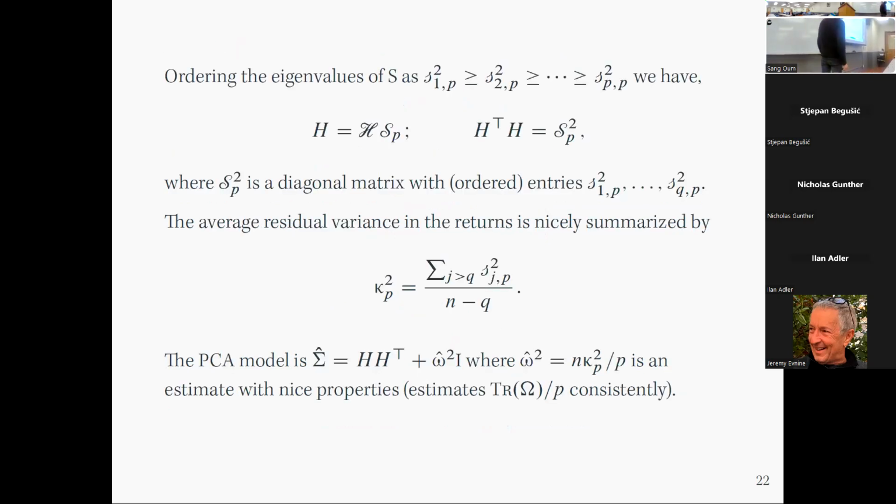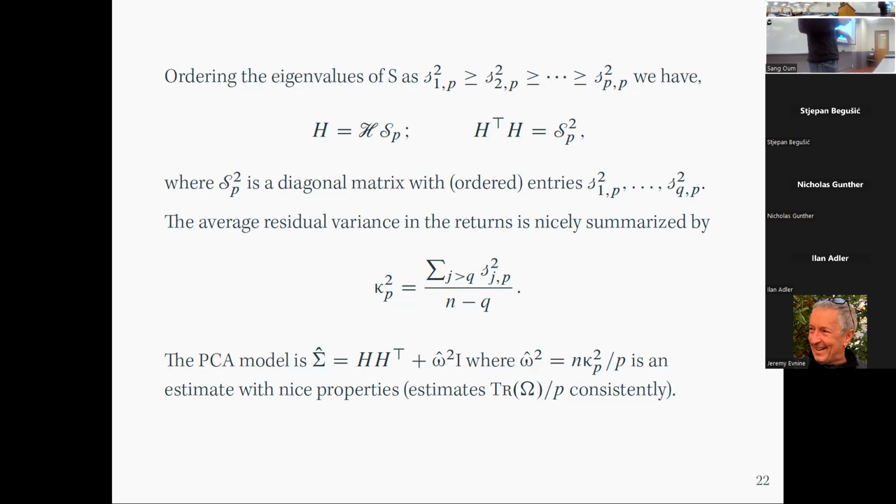But on the next slide, I have a recapitulation of what I just said. The eigenvalues are the S squared, 1 through P, those are the ordered eigenvalues. And the S matrix holds the first Q of them. So S squared is a diagonal matrix with the first Q largest eigenvalues. And now here's the relationship between the H and the curly H. You take the curly H, you multiply it by the square root of the eigenvalues, you get H.